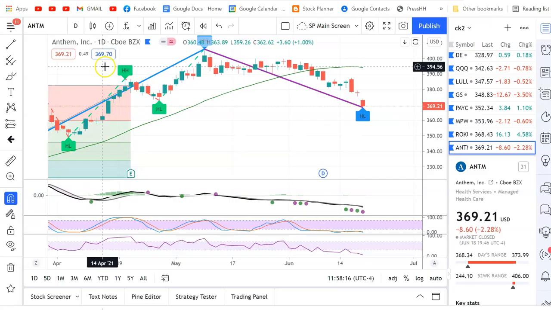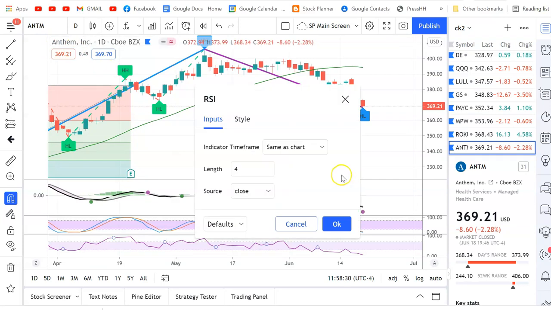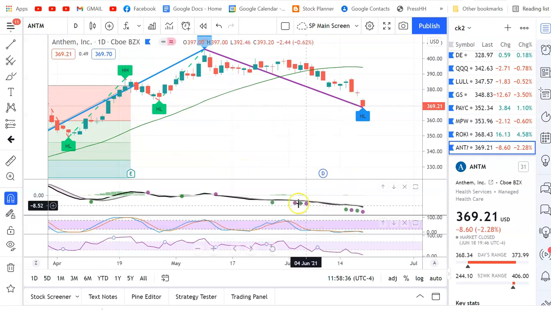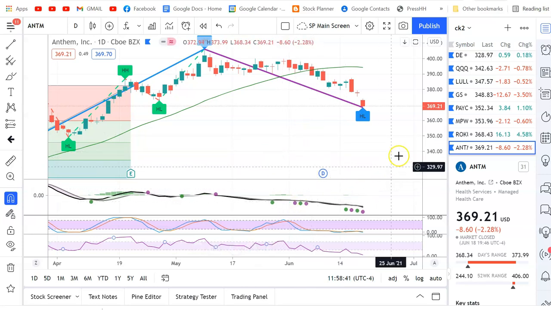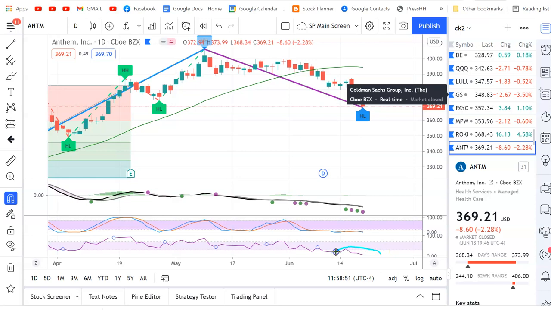This is current. The first one is Anthem, and I want to show you that I have my RSI set to a length of 4. Now I used to use 9, and most people have theirs set to 14, but I want a quicker turnaround. The RSI is below the 30. The switch is on, and once the switch is on, it stays on until 4 bars after it comes back over the 30.